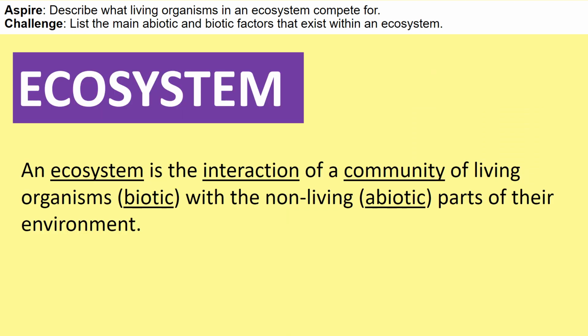To give us an official definition for the word ecosystem, an ecosystem is the interaction of a community of living organisms with the non-living parts of their environment. To summarise living organisms, we use the word biotic, and to summarise non-living organisms, we use the word abiotic. If you would like to pause the video now and make a note of that definition, you can do, but you don't have to.